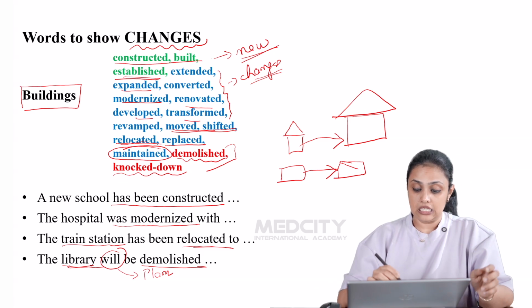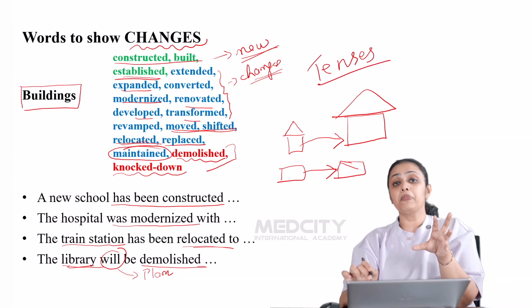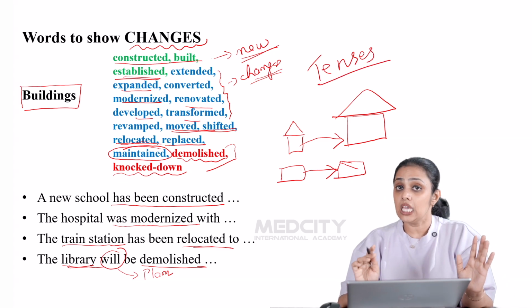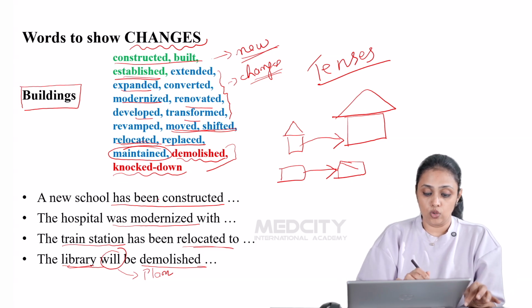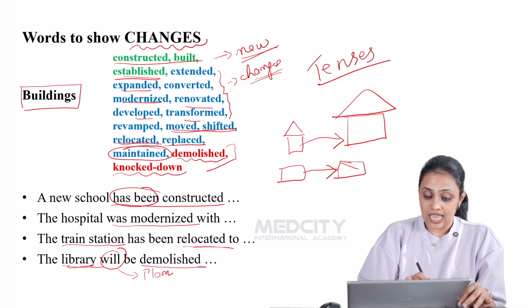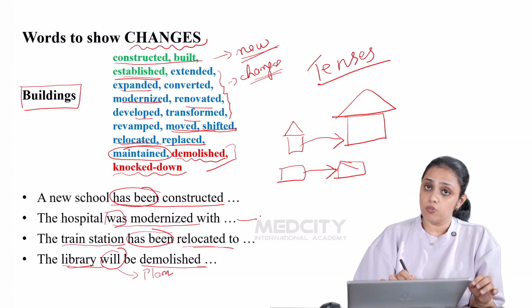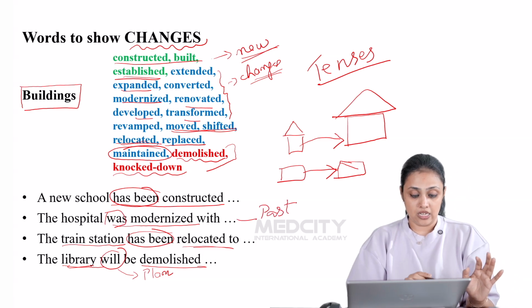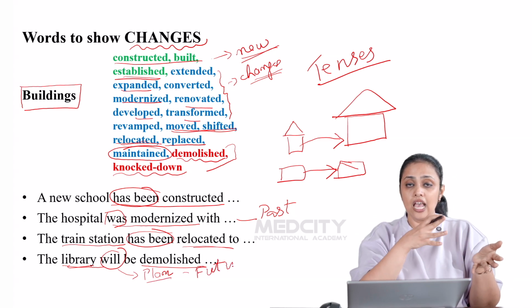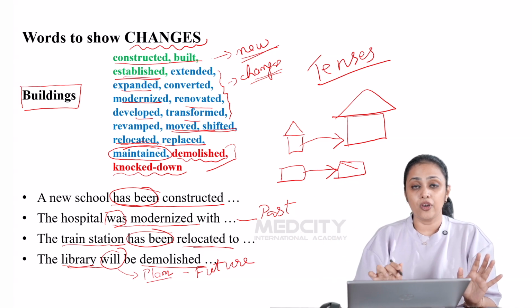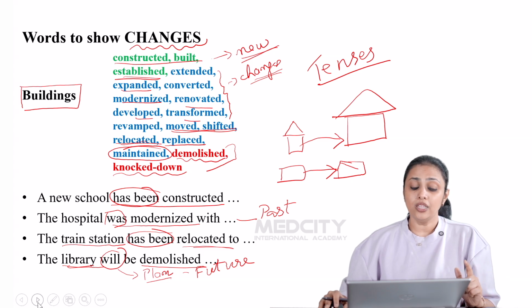You should be very careful with the tenses also. When you are describing, or when you're comparing two maps, both from the past, everything should be in the past tense. Now, if you have a comparison of the past and the present, then you can go for sentence construction like has been constructed or has been relocated. The hospital was modernized means both the maps are from the past. The library will be demolished means one map in the past or present, and the next map is pointing to the future. Okay. Now these are the words that you can use with buildings.